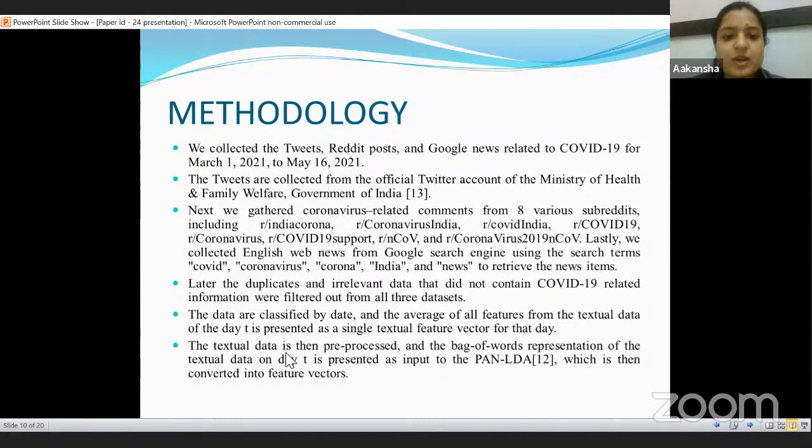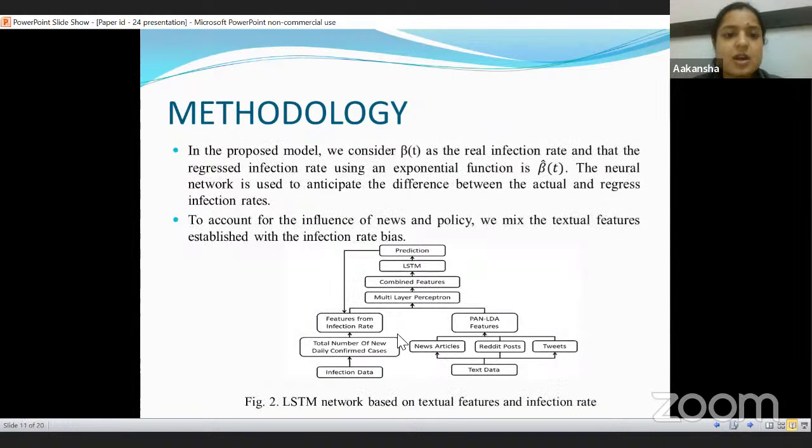These tweets were then converted into the bag of words representation for every particular day, and then they were input into a PEN LDA model, which was a feature extraction model. And from the PEN LDA model, for every day we get the feature vectors.